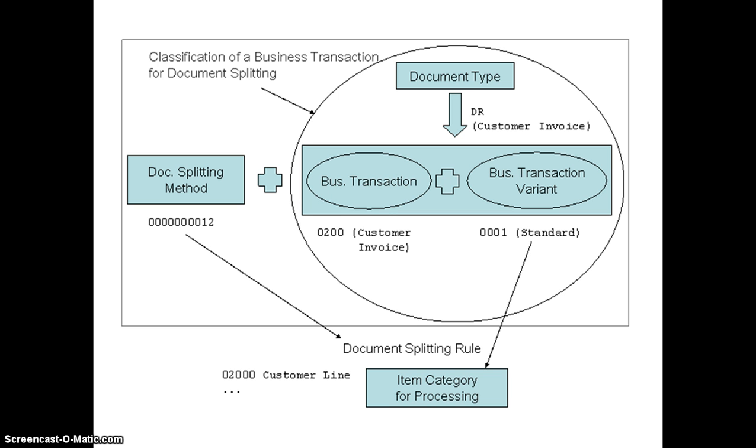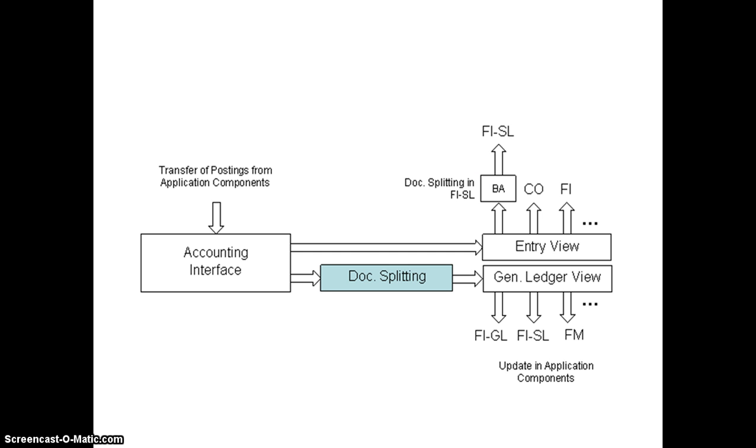So here we have classification of business transactions for document splitting, document type, and document splitting method. We have business transaction variant, and item category for processing. So we will write a document splitting rule, and according to that, it will segregate the data. We have transfer of postings from application components, account interface. So the document is split, and after this document split, you can see the data, and you can see the accounts in different categories.